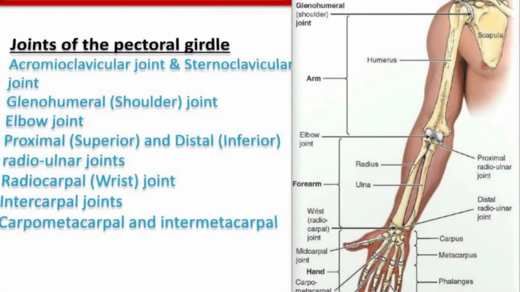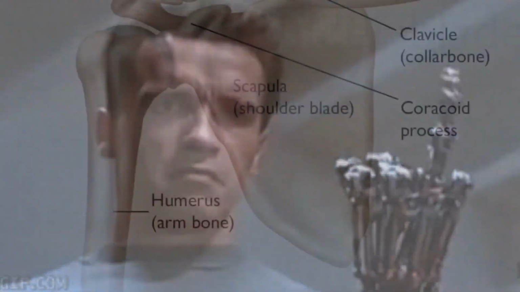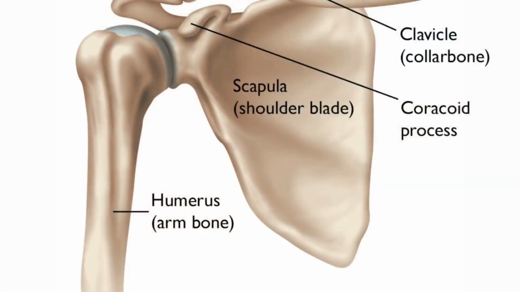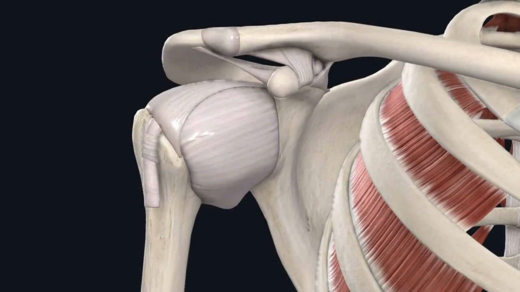How about the joints of the upper limbs? What do we need to know? Shoulder joint, glenohumeral joint. The shoulder joint is a ball and socket joint formed by the articulation of the head of the humerus with the glenoid cavity of the scapula.